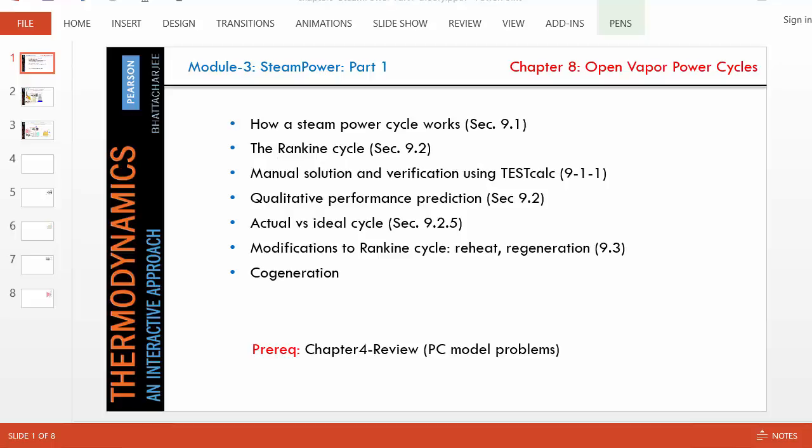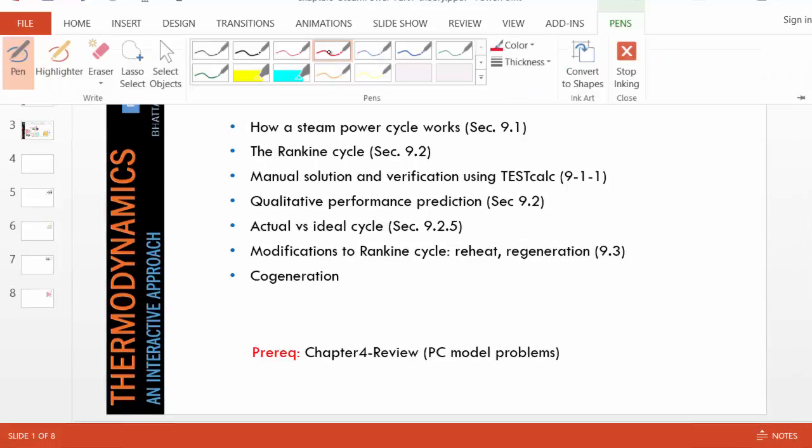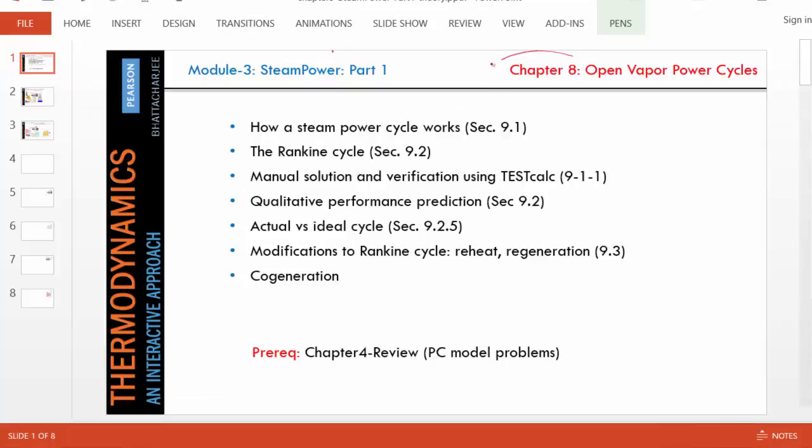Welcome to Module 3 of Steam Power Part 1. In Chapter 8 of your textbook, you will find vapor power cycles. So in this section, we are going to cover how a steam power plant operates. This is in section 9.1, and the Rankine cycle that models a steam power plant.